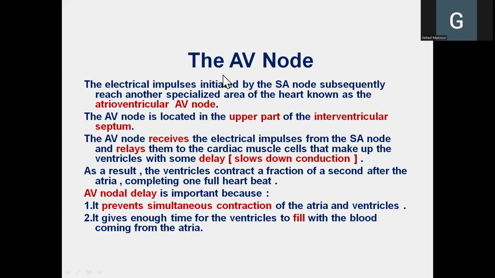The AV node is therefore a spare pacemaker of the heart. Whenever the SA node gets diseased, beating at a slow rate or beating irregularly, the AV node will act as the pacemaker of the heart. Meanwhile, the main function of the AV node is to relay and delay.